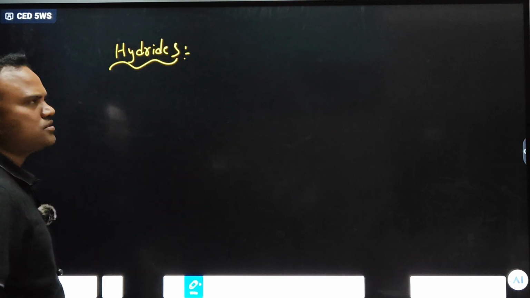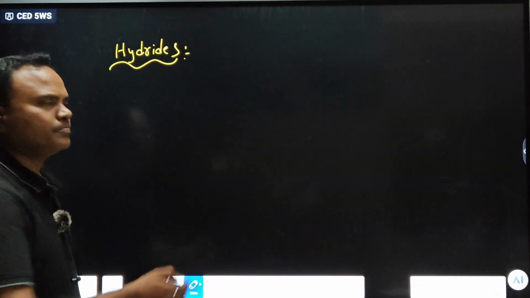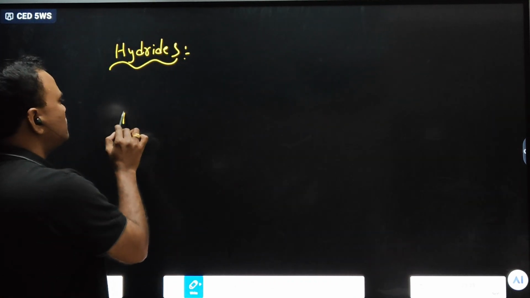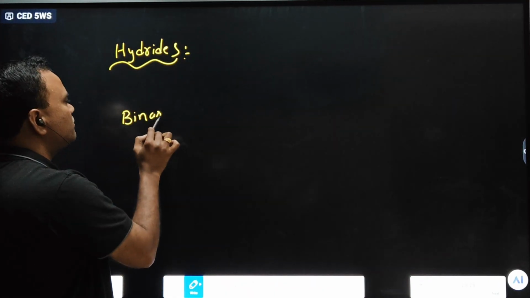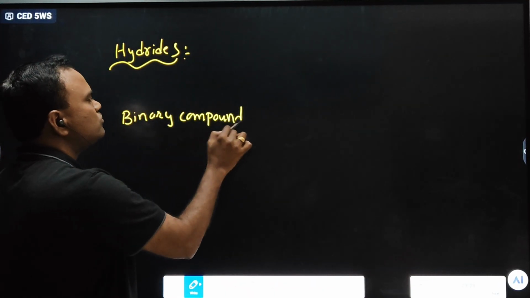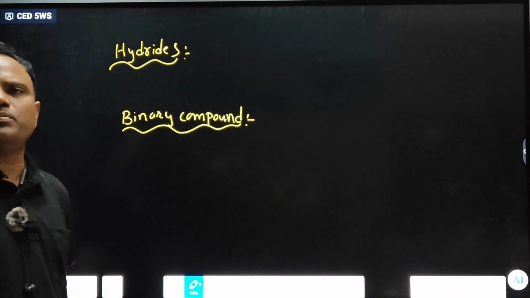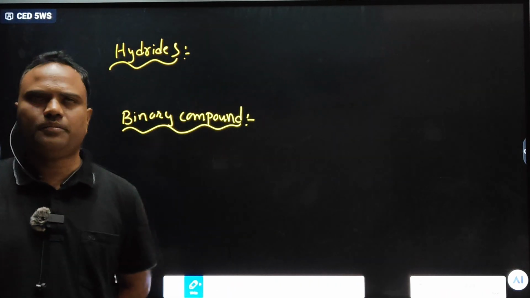First of all, let us know the definition of hydride. Once look at this, binary compound. What is the meaning of binary compound? Binary compound means compound which is made up of 2 different elements. It's called as binary compound.